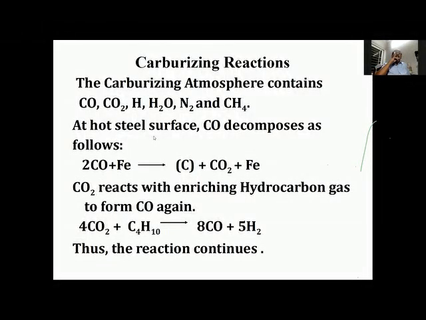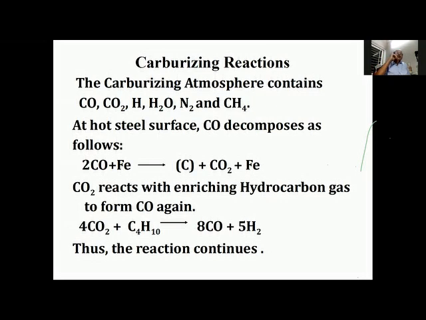The typical carbonic atmosphere will have carbon monoxide, carbon dioxide, hydrogen oxide, that is vapor, nitrogen, and a small percentage of methane, which is a transit gas. And there will be small ppm of oxygen, which I have not mentioned here.